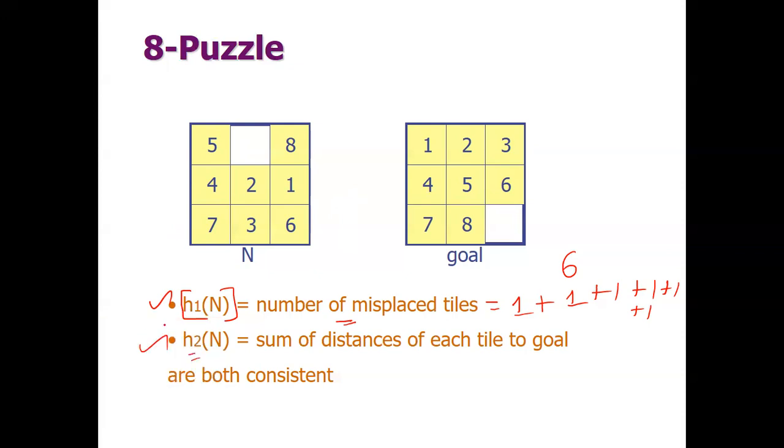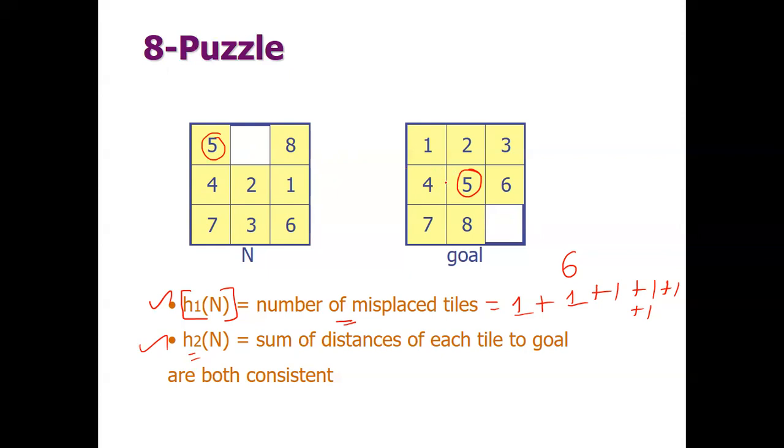Here in the first case we are only seeing how many are misplaced, that's all. We are not bothered about the position. Whereas in the second case we are bothered about where it is. When you take a particular tile and compare with the goal state, how far away is it from the respective position of that tile in the goal state.